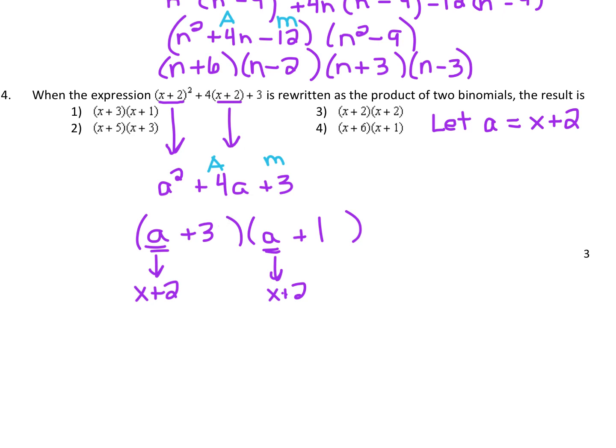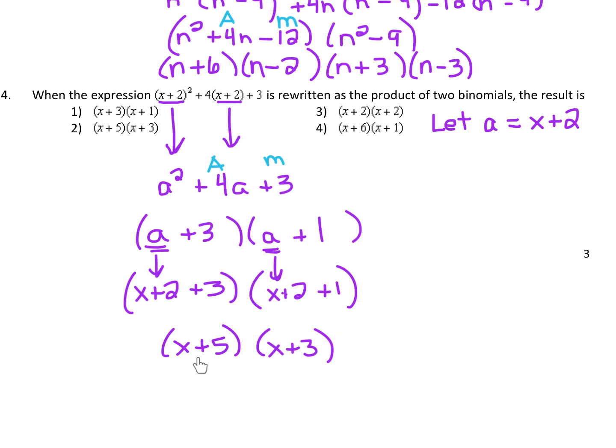Now, I need to bring everything else down. In front of this a, we had a parenthesis, so in front of our x plus 2, we're going to have a parenthesis. And then after it, it says plus 3, close parenthesis. I'm really just bringing everything down: the x plus 2, the plus 3. Same thing over here. We replace the a with an x plus 2, and let's just bring down the plus 1. So now if we combine our like terms within the parentheses, isn't 2 plus 3, 5? So we have x plus 5. And isn't 2 plus 1, 3? So we have x plus 3. So this right here would be our answer. And you can see that matches up with choice 2.